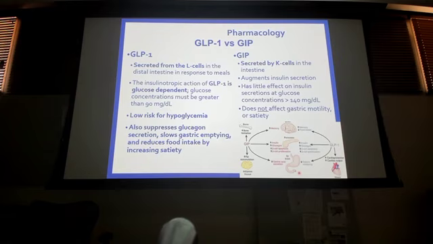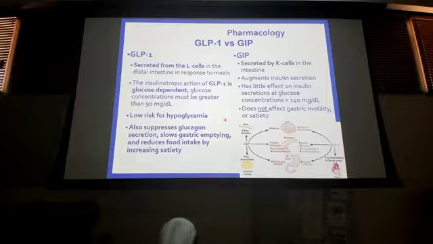So these are your agonists, as she said. These are the ones that are mimicking that response. So you have your GLP-1s and your GIPs secreted by different cells in the gut when you eat a meal. The GLPs are your L cells. L goes with L, and then your GIPs are your K cells. And they both have a similar function. However, your GIPs actually increase glucagon while your GLPs lower glucagon, but both will stimulate insulin release.